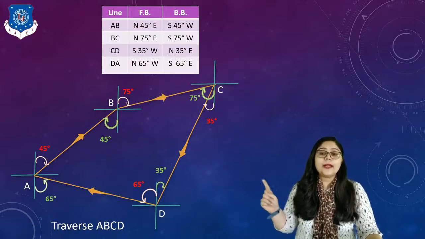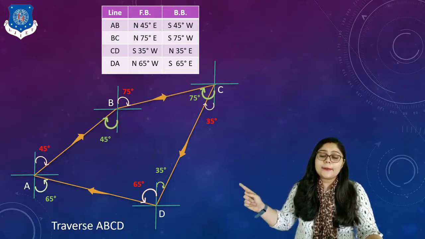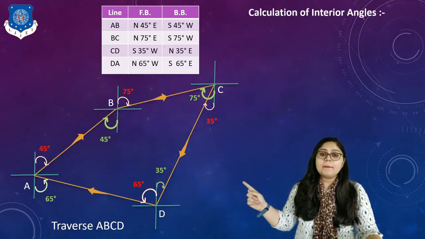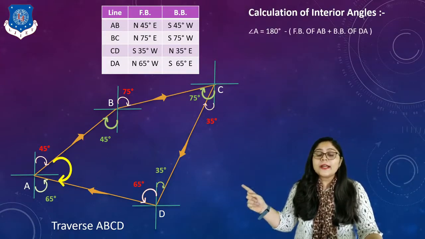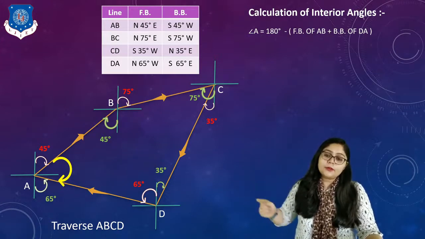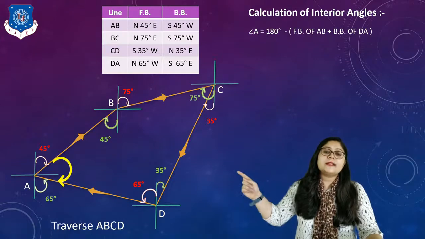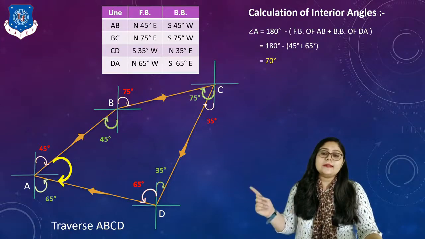Now the question is the same: I have to identify the interior angles. Now you can see in this traverse, if I talk about angle A, I can get angle A by simply putting the values in such a way that 180 minus the forebearing of line AB plus the back bearing of line DA gives me the answer for angle A. So here if I do the calculation, I will get the answer as 70 degree. This is my angle A.